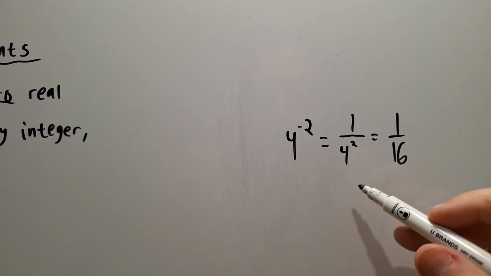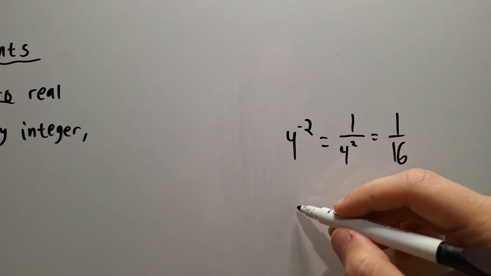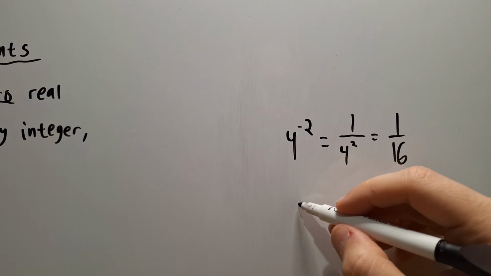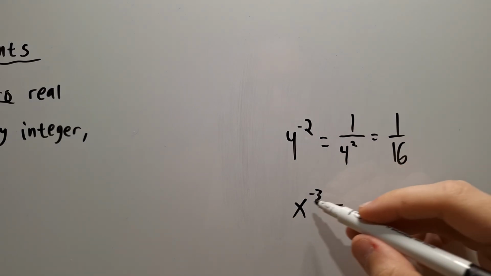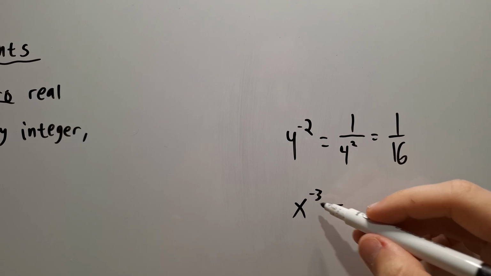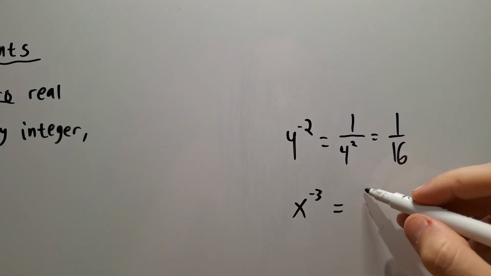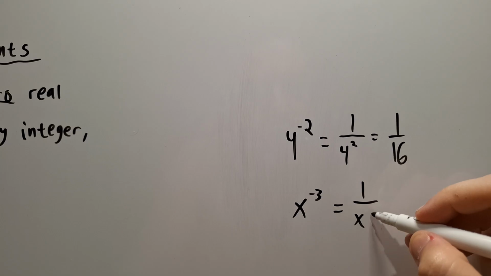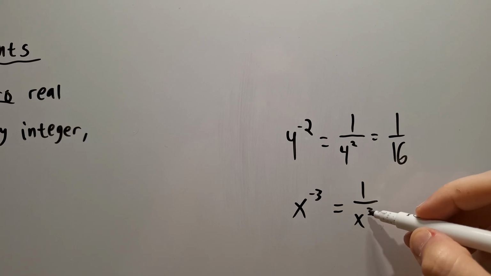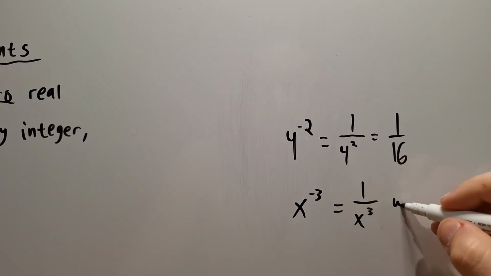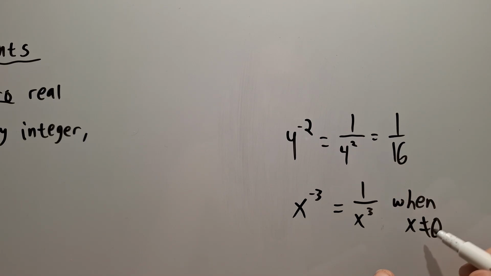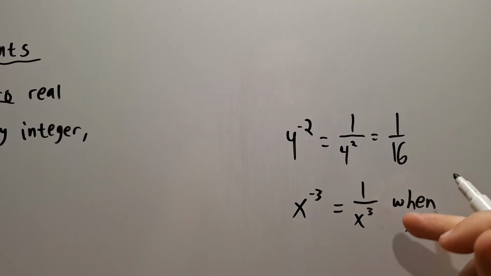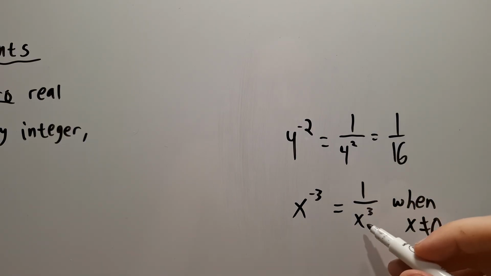One thing to note about this, actually let's work out one more example. Let's work out a variable this time. Let's do x to the negative third power. Same thing, to make this exponent positive, we have to flip this. So that'd be 1 over x to the third power, positive third power. And one thing to note, this is when x does not equal 0. This is important because remember, you can't have 0 in your denominator for a fraction.